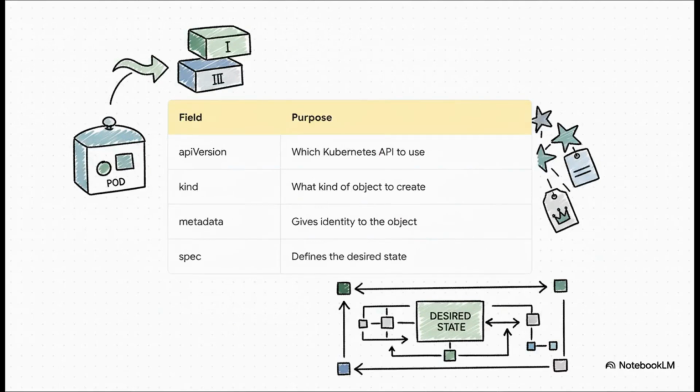You've got API version, which just tells Kubernetes which version of its API we're using. Then kind, which is what we're trying to create. In our case, a pod. Metadata is data about the object, like its name. And finally, spec. Spec is the most important part. It's the specification, where we describe exactly what we want this thing to look like and do.